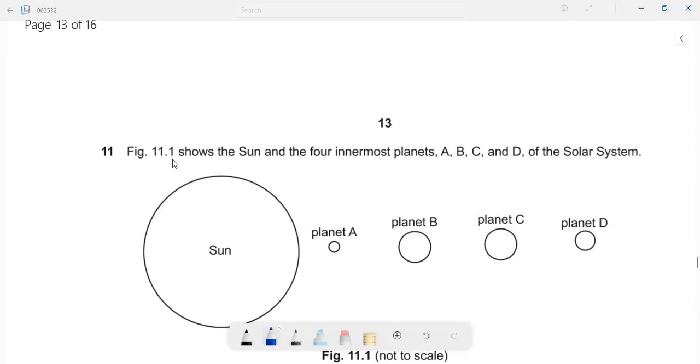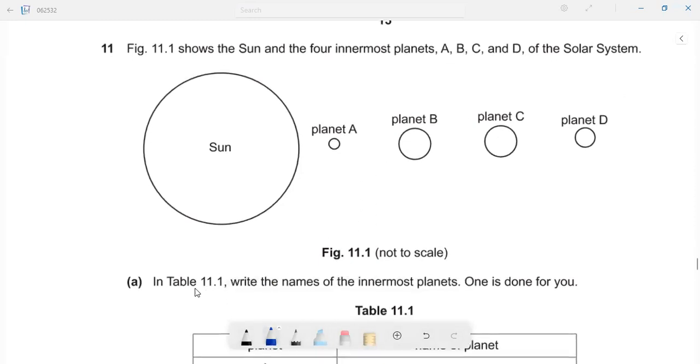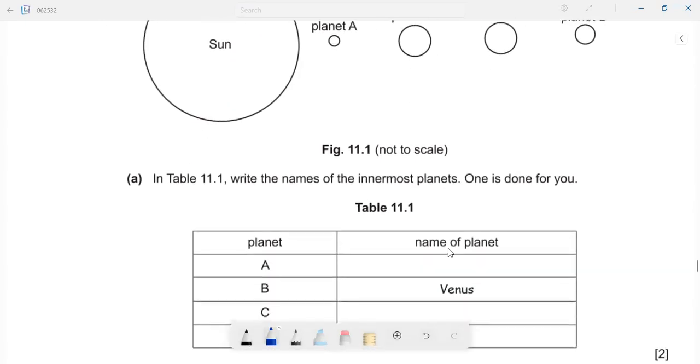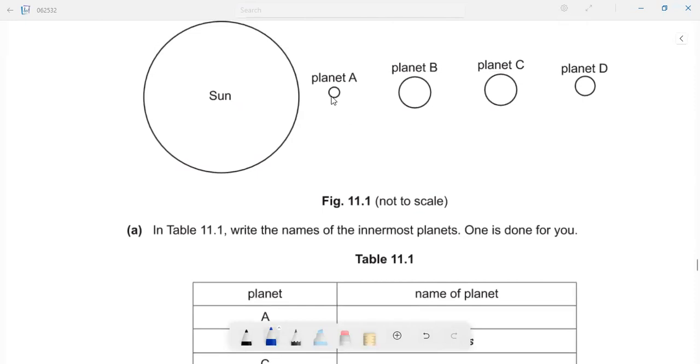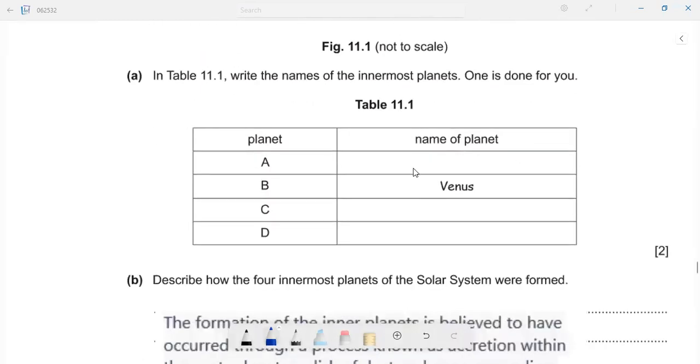Next, figure 11.1 shows the Sun and the 4 innermost planets A, B, C, and D of the solar system. In table 11.1, write the names of the innermost planets. Here 1 is the nearest planet, that is Mercury. Next it is Venus, Earth, and Mars. So here A is Mercury. Next Venus. The third one is Earth. And the fourth one is Mars.